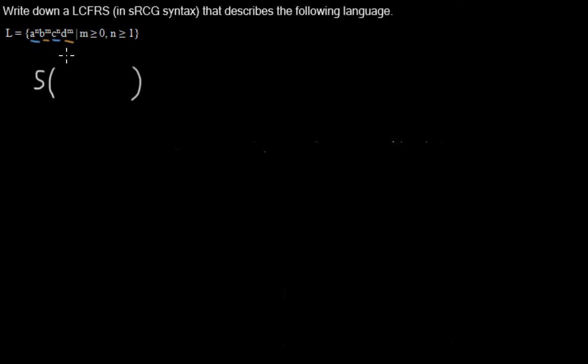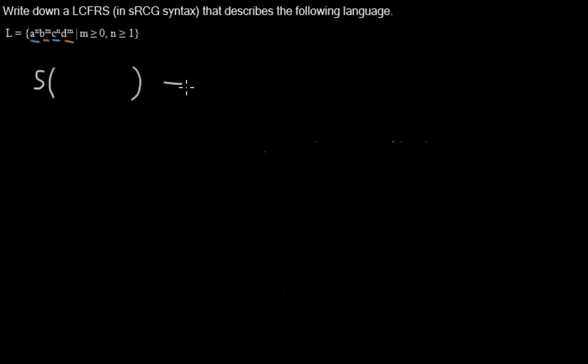And now, my idea is that a and c, because they have the same amount, shall be generated together. Because, you know, if you have a context-free grammar and you want to make sure that two things have the same amount, you just generate them together, just like a to the power of n, b to the power of n. If you have a rule like this, you will always have the same amount of a's and b's because you generate them together. And that's my idea behind this.